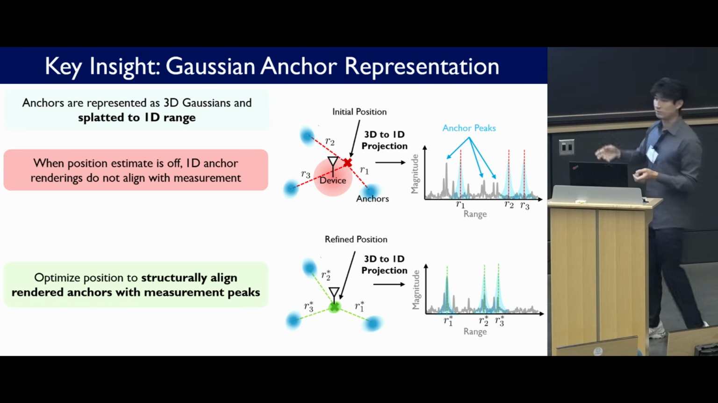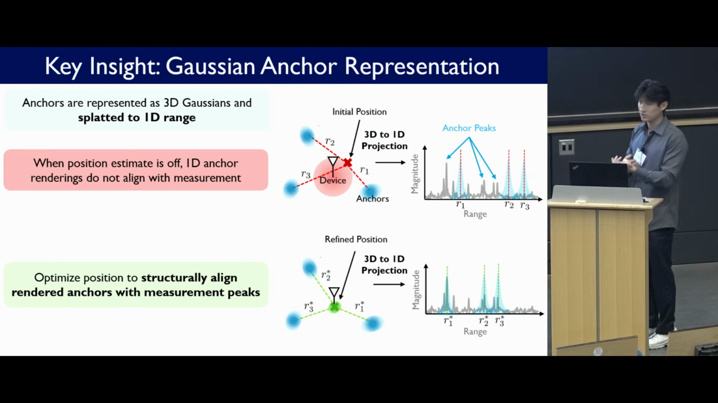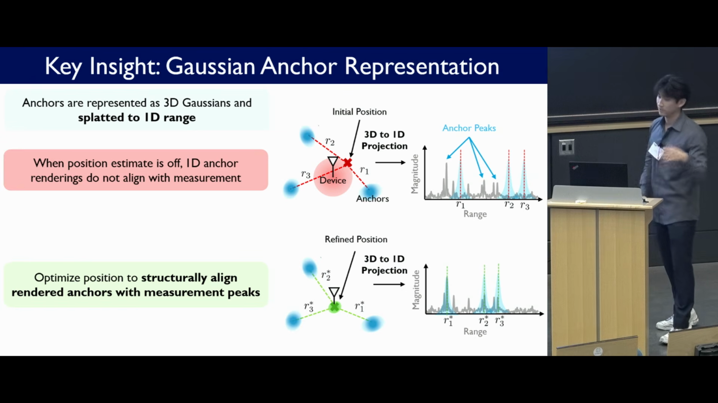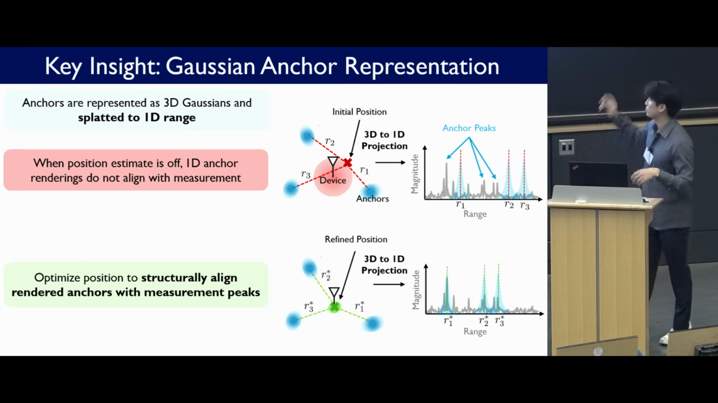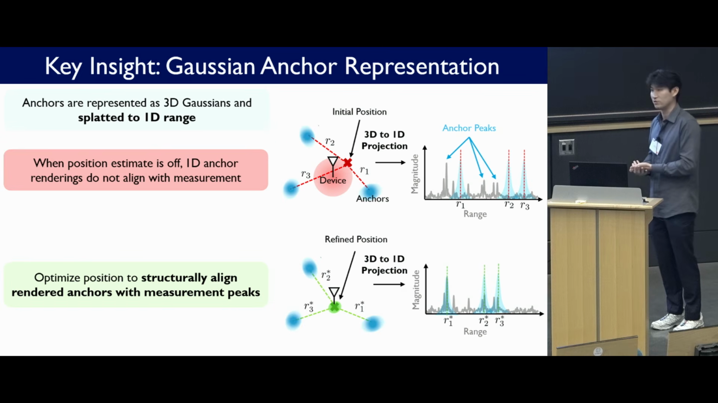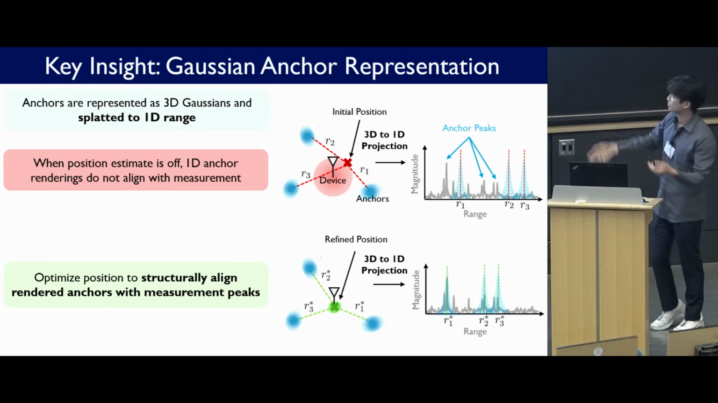If I do refine my position, if I have an actually close estimate to my true position, then suddenly we get structural alignment between my rendered peaks here in blue and my measurement in gray. And so we use this insight in order to pose a continuous optimization problem, with the loss being the structural difference between the rendered peaks in blue and the measurement, right?